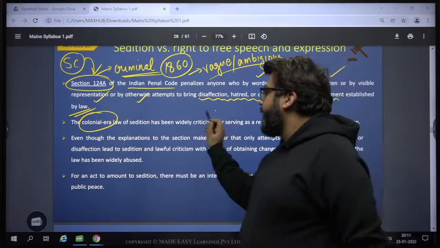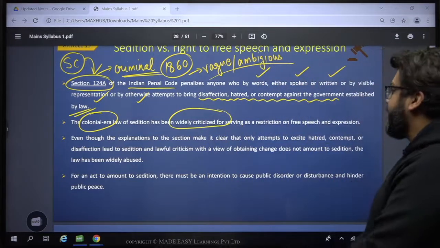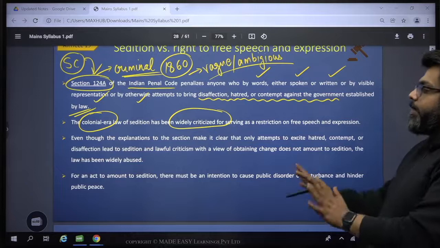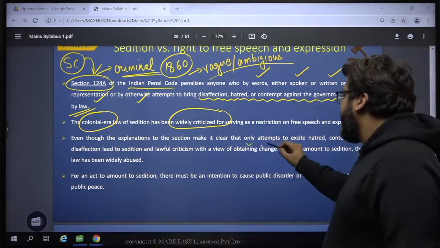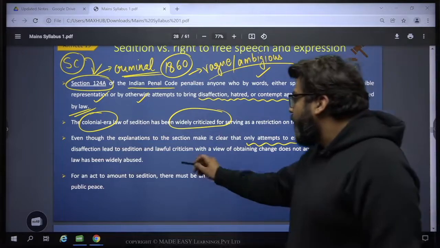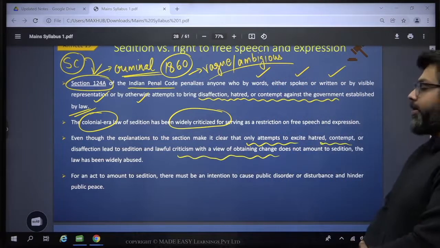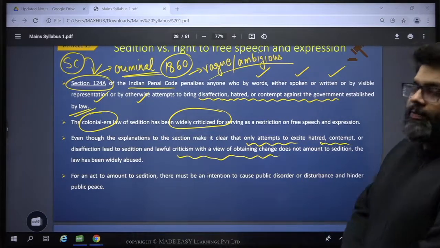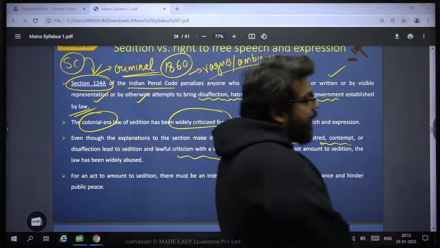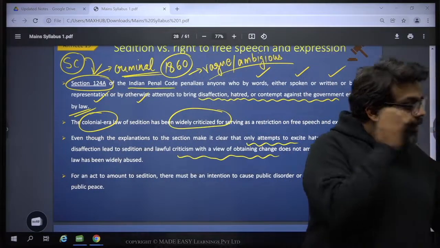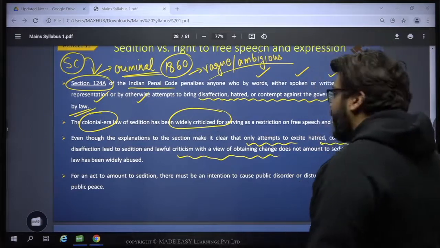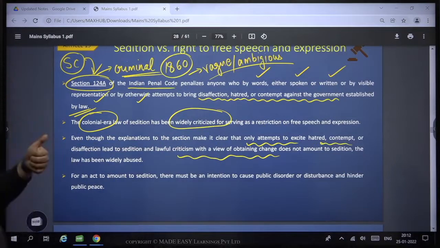Of course, today it has been widely criticized for serving as a restriction on the freedom of speech and expression. Even though the explanations of the section make it clear that only attempts to excite hatred, contempt, or dissatisfaction can lead to sedition, and lawful criticism with a view to obtaining change does not amount to it, the law of course has been widely abused. It is one thing to write something in the law, and a completely different thing to see how the law is actually practiced in modern day society, right? We'll come to how the law is applied, but this fundamentally answers our question: what is sedition?